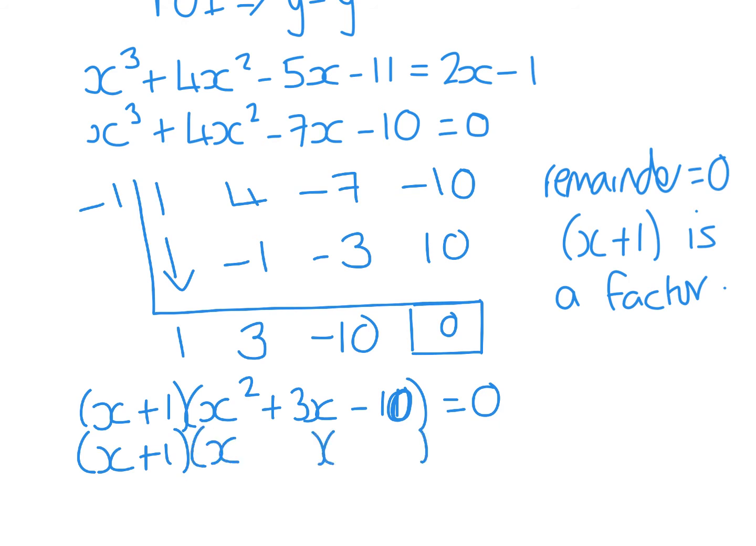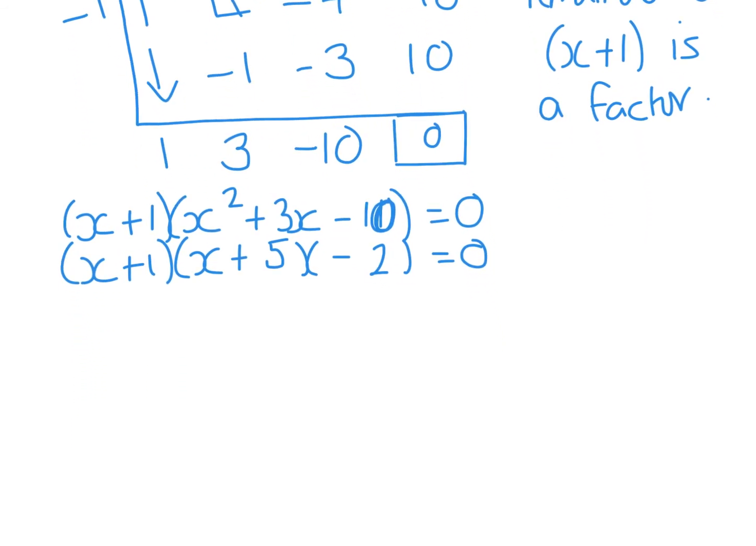Numbers that multiply to 10 and add to 3 are 5 and 2. To get positive 3, it's going to have to be plus 5 minus 2. So we have now factorised our polynomial. What we do from here is solve it, each bit equal to 0. So the first one gives us x equals minus 1. The second one gives us minus 5. And the last one, oh, I forgot my x, gives us x equals 2.